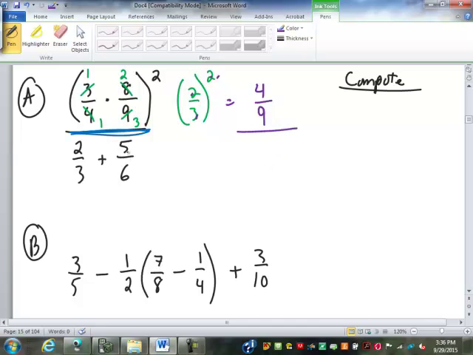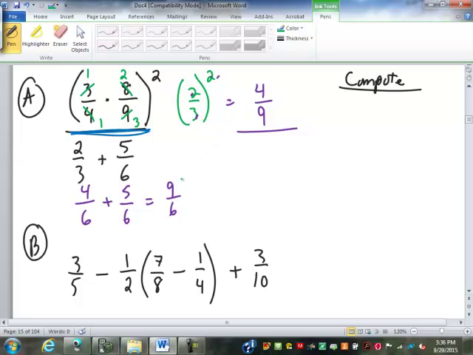On bottom, 2/3 plus 5/6. We need a common denominator. It is going to be 6. So the 5/6 stays the same. 2/3 becomes how many 6? 4. Very good. 3 times 2 is 6, so 2 times 2 is 4. So now we're going to add. 4 plus 5 is 9. 9/6.